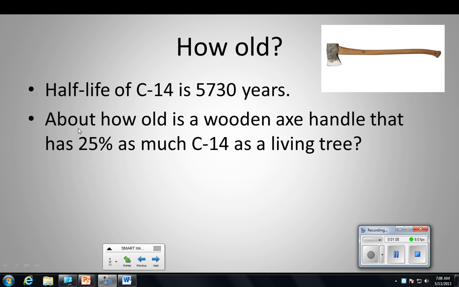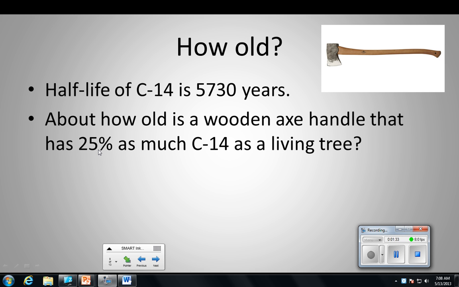The half-life of carbon-14 is 5,730 years. Let's say we go and find a site where an ancient civilization lived, and here's an axe, and we look at this axe handle, which came from a tree. This does not work for the metal, it only works for things that were once living. So this came from a tree, and let's say it has 25% as much carbon-14 as a living tree does.